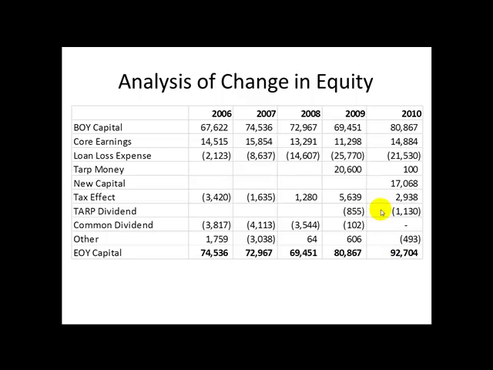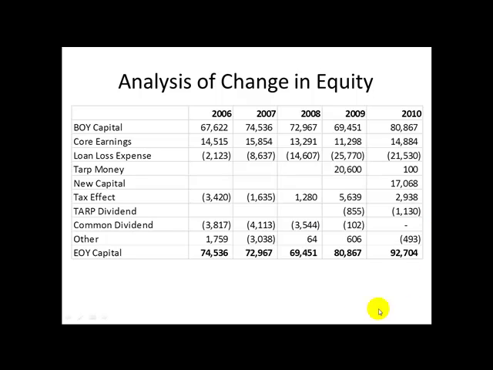Did a quick analysis of the change in equity. Kind of showed you this on the prior slide. End of year capital was $80.8 million in '09. It increased to 92.7. The reason it increased was this new capital, new stock that was sold back in October, November. They did this, again, because of the loan losses. The regulators forced them to do that.